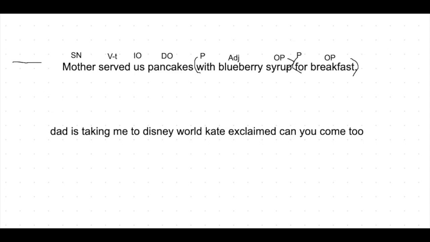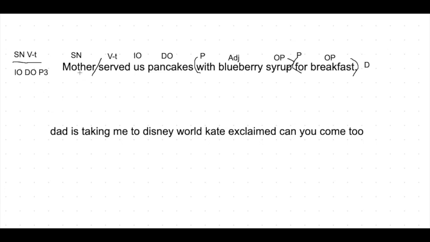All right, and this is subject, noun, verb transitive, indirect object, direct object, pattern 3. Period, statement, declarative sentence. Let's divide the complete subject from the complete predicate. You need to find the verb. The verb is served. The complete subject is mother. The rest is the predicate.